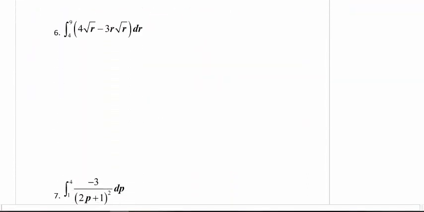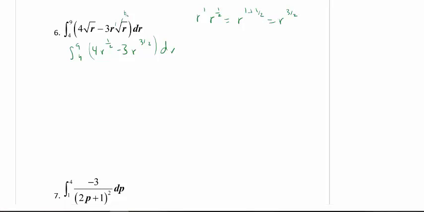So we have 2 more, and these are actually in Canvas as well. So I can use the power rule on number 6. First going to rewrite it. And I want you to be careful here. This is r to the first, and this is r to the 1/2. So that actually gives me r to the 3/2 power. I'm going to say that again. You have r to the first, and you have r to the 1/2 power. You would add your exponents, which gives you the 3/2. So now I can use my power rule.